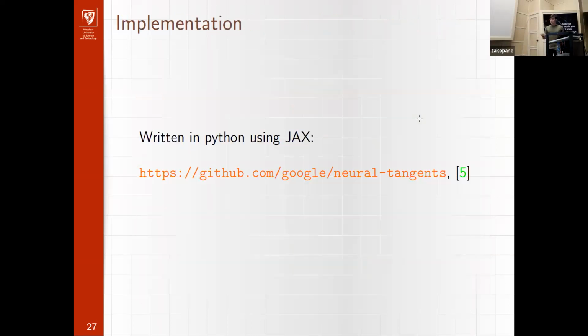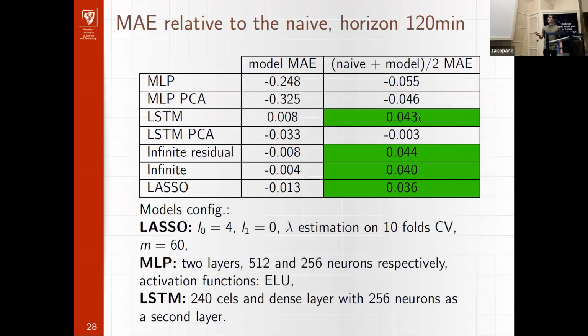So it is already implemented, at least partially, because there are implementations for dense, for residual, and for convolutional neural networks in Python using JAX, in the neural tangents GitHub. So yeah, it is ready to use, and the documentation is quite neat.